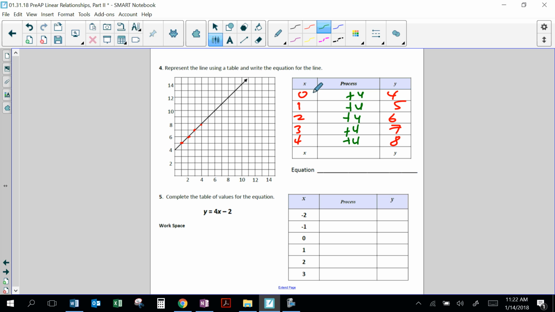Another way to do it is this. What is the rate of change? It is increasing by 1 for every x value. So 1 of the x value plus 4 is 5. 1 of this x value plus 4 is 6. So it's y equals 1 of the x value plus 4, or y equals x plus 4.